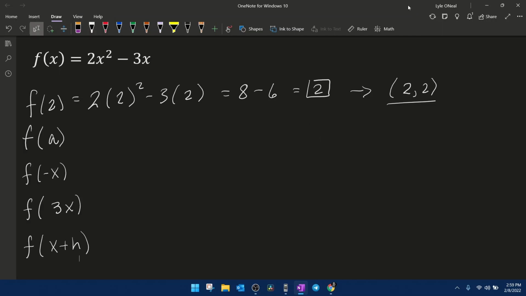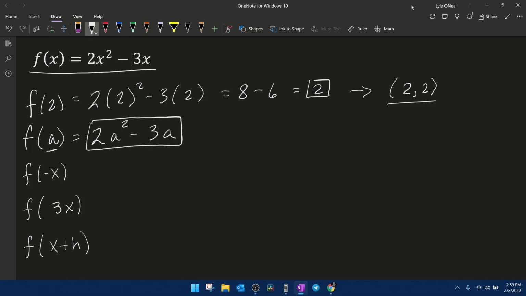All right, let's look at a few more cases of evaluating a function. Given this function f of x, we want to find f of a. So again, all you do is replace each x with whatever's in the parentheses. That'll give us 2a squared minus 3a, which cannot be simplified further, so that would be your answer.